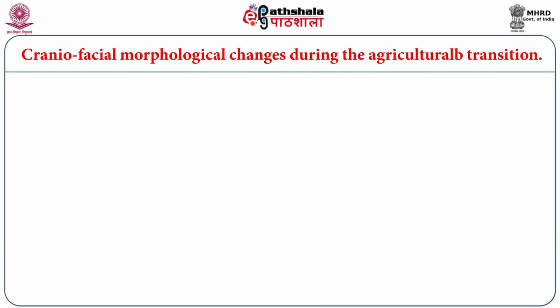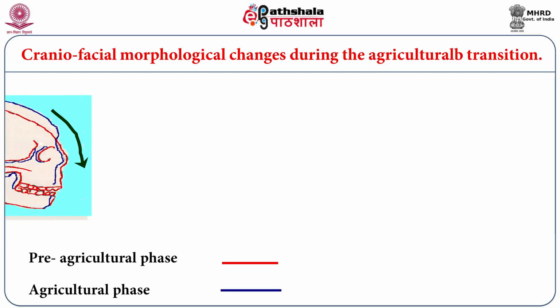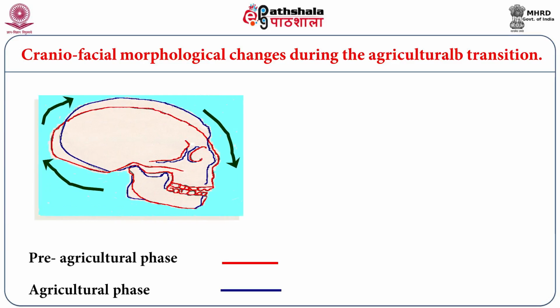Craniofacial morphological changes during the agricultural transition. What happens when a community changes their way of life from hunting gathering to agriculture? These changes you can see in this image. What happens in the pre-agricultural phase, what happens in the agricultural phase. You can see the profile of the cranium, the shape of the head, and how it changes when there is a change in the occupation from pre-agricultural to agricultural phase.